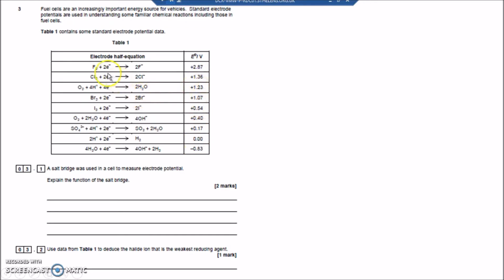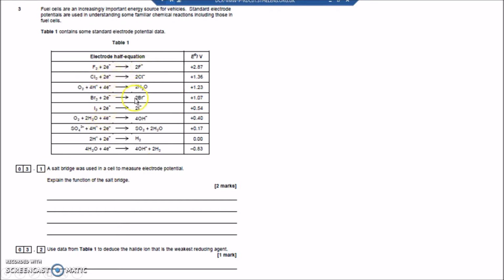When you combine two half equations, you have to reverse one the other way because they can't both be reduction. You've got to have oxidation and reduction, you've got to have redox. So one's got to be oxidation, one's got to be reduction. When you reverse the equation, you then add the two numbers together. So if this one went ahead and this one went back the other way, you'd minus that number and then add the two together to give a positive value overall for it to be feasible.